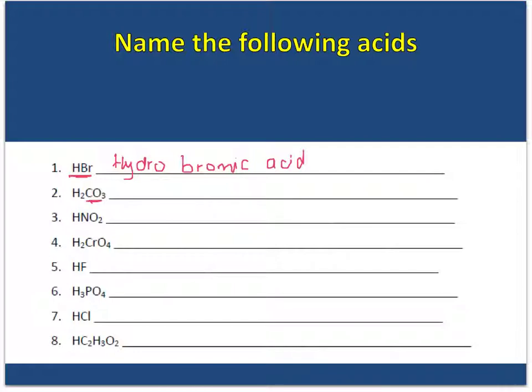Now this one is a polyatomic acid because we have hydrogen and a polyatomic ion. So we do not name hydrogen, we leave it blank. We know this is carbonate. We're going to drop the ate and add ic, so that's carbonic acid. Okay, so you can go ahead and pause the video and look at these, and then come back and look at the solutions.